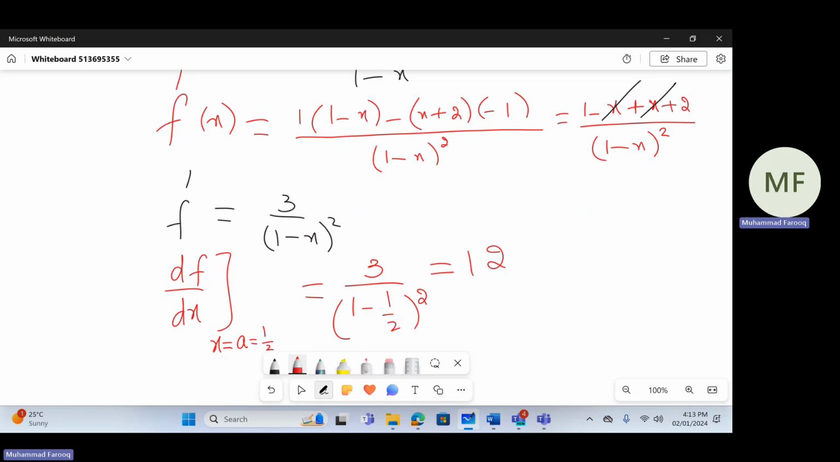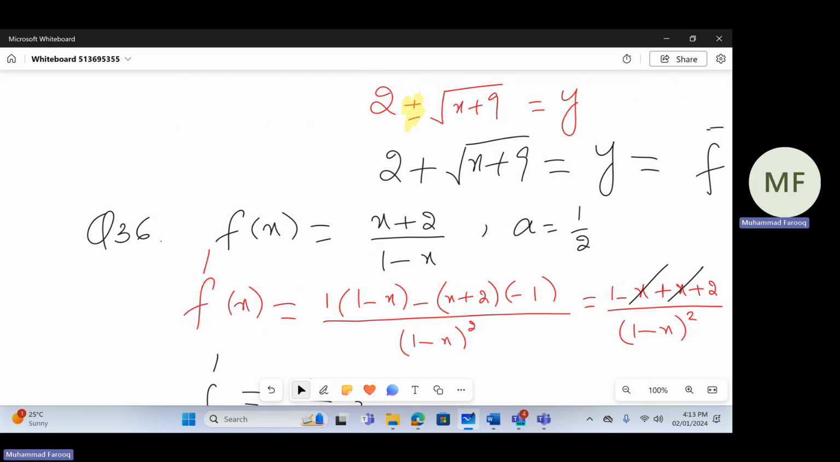So first I will go for the inverse of the function. This is my function, x plus 2 over 1 minus x. First, I need its inverse. Swap x to y and y to x, and get the inverse. So not the inverse of 12, it's the inverse of the function, as per the question. Now the second calculation is that we need the inverse function derivative.